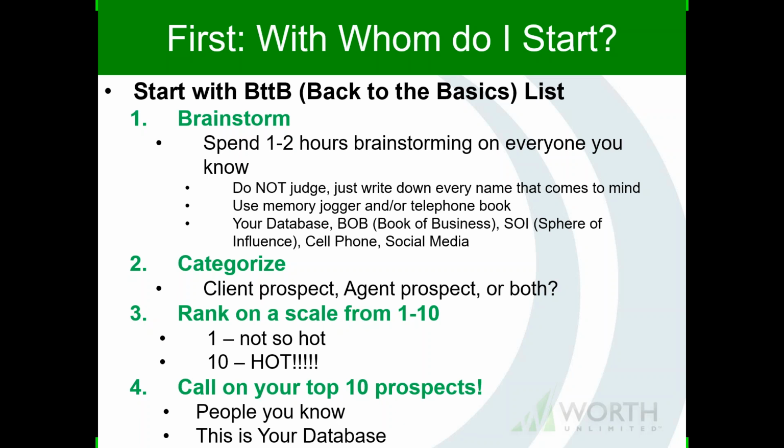Now, they still go on your database. You still want to follow up with them because who knows who Aunt Maggie knows. She might know 5 other people that would really benefit, even though she doesn't want to be an agent or a client. So she still goes on your list. She's still somebody that could be a strategic referral partner for you.